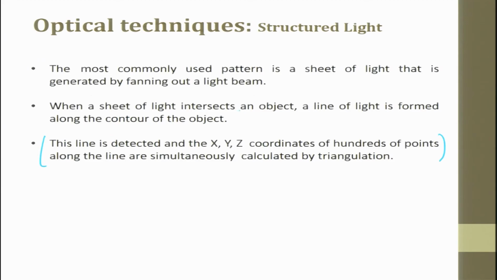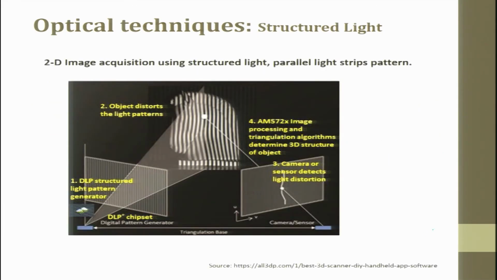So, when the sheet of light intersects an object, a line of light is formed along the contour of the object. This line is detected and the XYZ coordinates of hundreds of points along the line are simultaneously calculated by triangulation technique. So, this is a simple 2D image acquisition using structured light parallel light strip patterns.